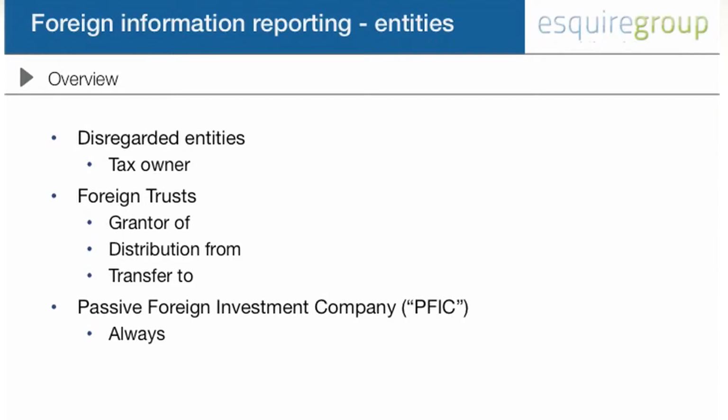Finally, passive foreign investment companies, or PFICs. These always need to be reported. You're probably looking at this saying, what's a PFIC? This doesn't apply to me, I've never heard of it. Well, PFICs are generally foreign mutual funds. So if you own any foreign mutual funds, you're going to have a filing requirement to report your ownership in those foreign mutual funds. And that's going to be Form 8621.